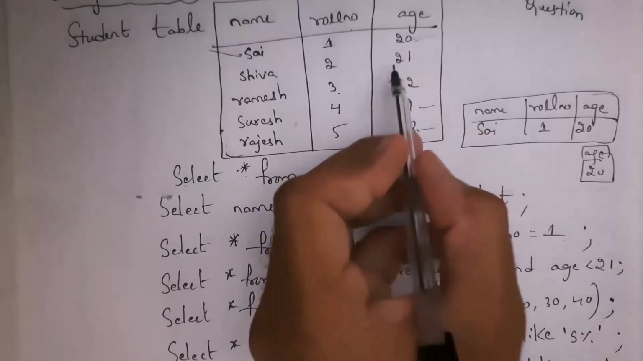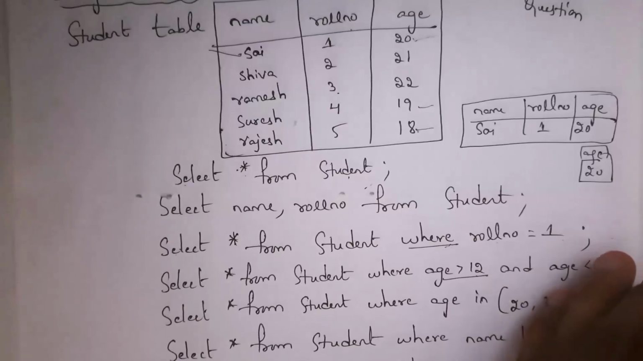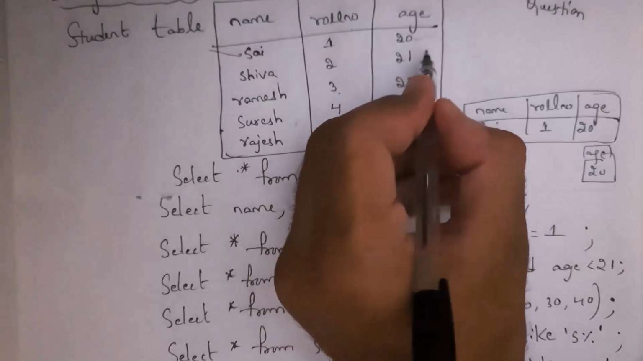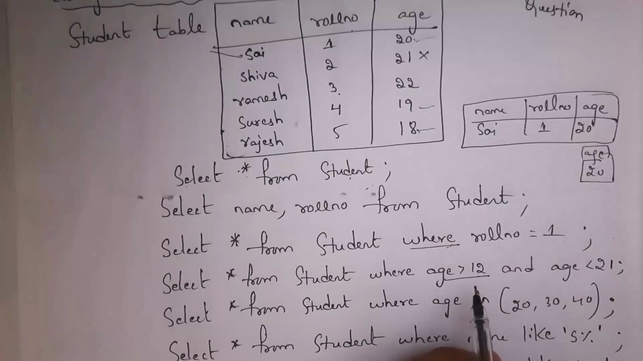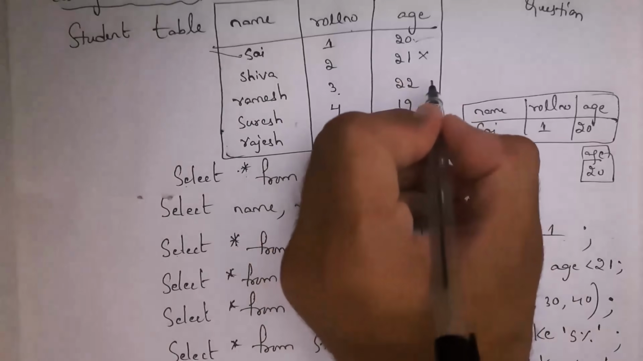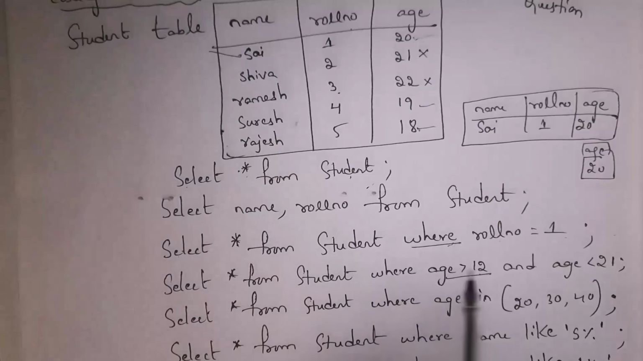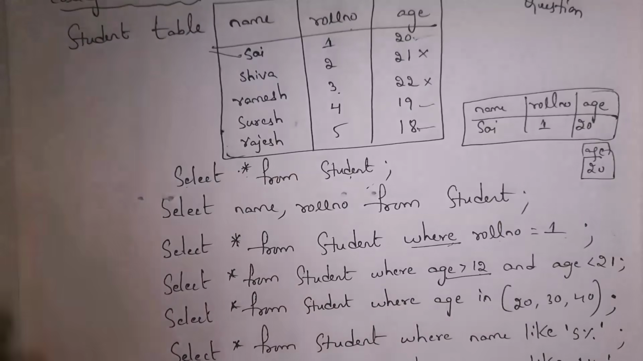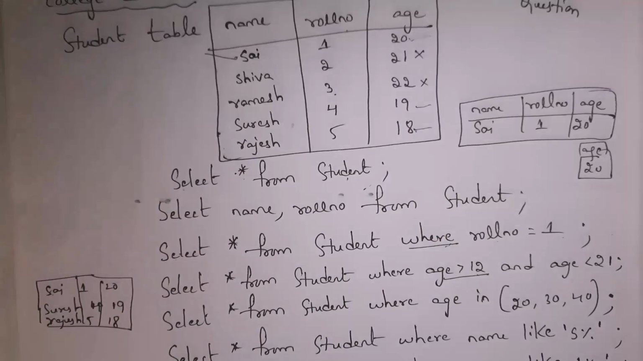And next 21. 21 is greater than 12 but 21 is not less than 21. 21 is equal to 21, so this is not accepted. And similarly 22. 22 is greater than 12 but 22 is not less than 21. 22 is greater than 21, so this is not accepted. So whenever I write select star from student where age is greater than 12 and age is less than 21, it will display the output: name Sai, roll number 1, age 20; name Suresh, roll number 4, age 19; name Rajesh, roll number 5, age 18. By using AND we can give multiple conditions.